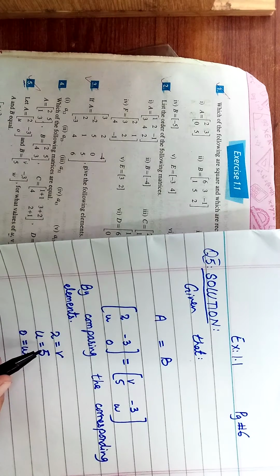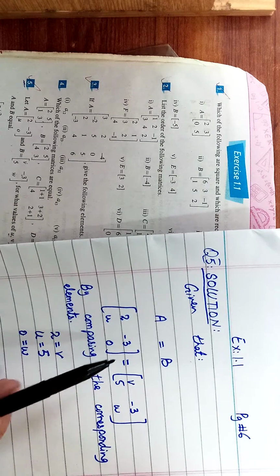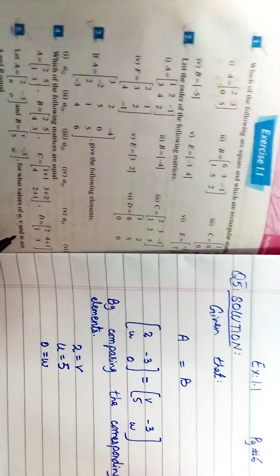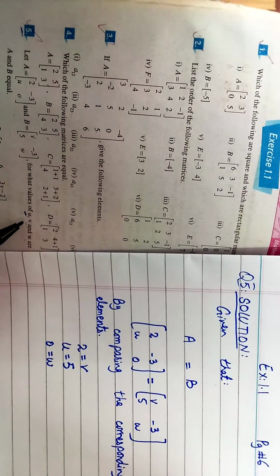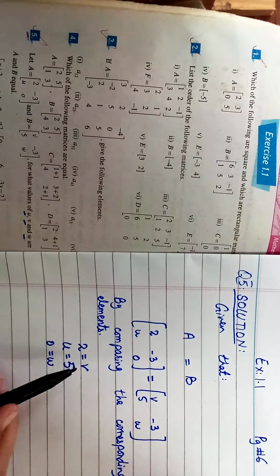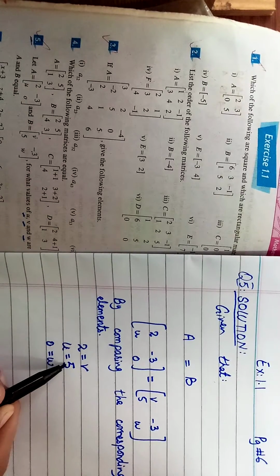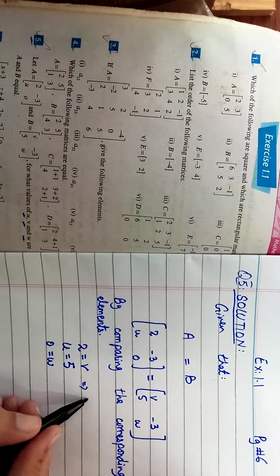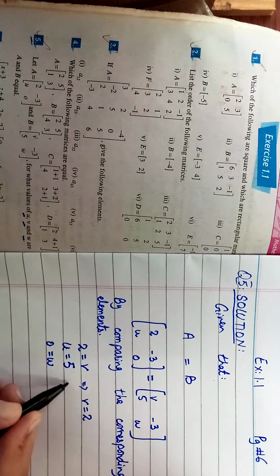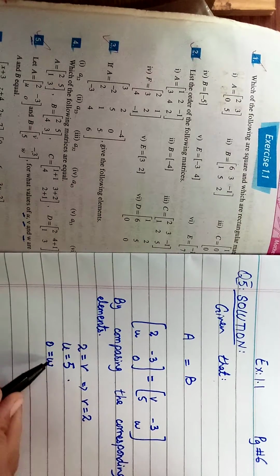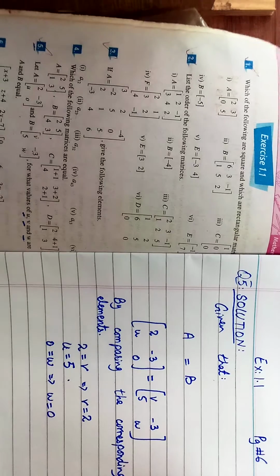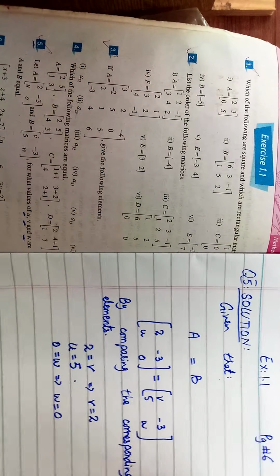So we have found the values of all the elements which were asked, that is, find the values of u, v and w. So we have found u is equal to 5, v is equal to 2 and w is equal to 0. Similarly, u is equal to 5 and 0 is equal to w, or w is equal to 0. Okay.